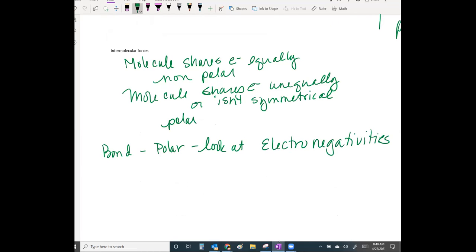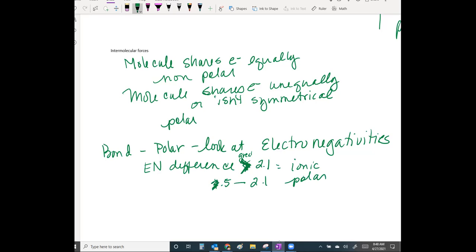Okay. If the electronegativity difference is greater, is that the greater than sign or less than sign? I'm not sure. No, this is less than. Yeah, that's greater. It's 2.1, it's ionic. If it's 0.5 to 2.1, it's polar. And less than 0.5 is nonpolar. Okay.